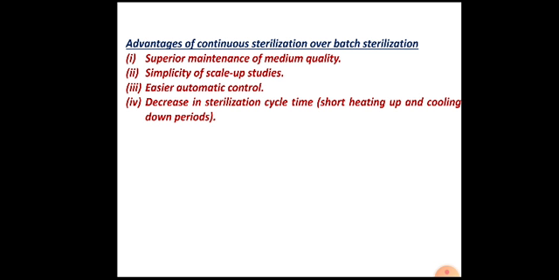Third one is easier automatic control. In continuous sterilization, the control is very easy as compared to the batch sterilization process. In continuous sterilization, there is a decrease in sterilization cycle time. The sterilization cycle involves heating up period, holding period, and cooling down period, as we have learned in the earlier graph. So this cycle is very short in continuous sterilization, and it is a little longer in batch sterilization.